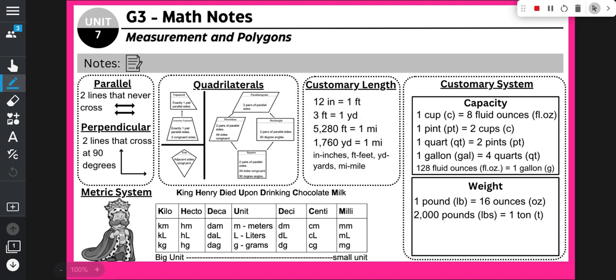Welcome to third grade Unit 7, Measurement and Polygons. This unit is packed full of information that needs to be learned and memorized. Be ready with your note sheet and a notebook. Here we go.